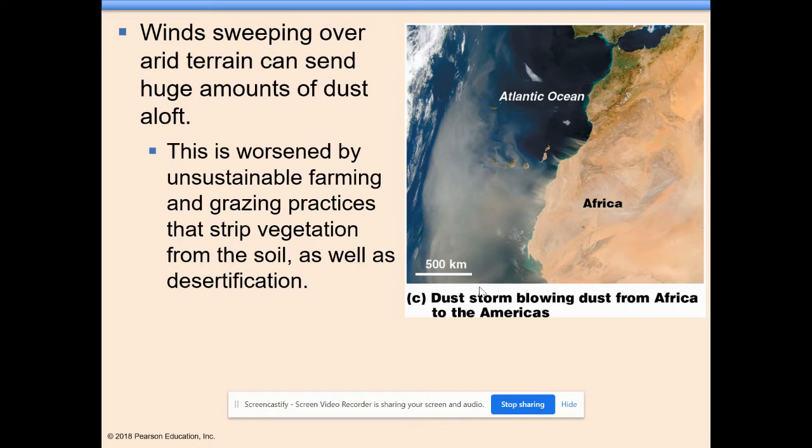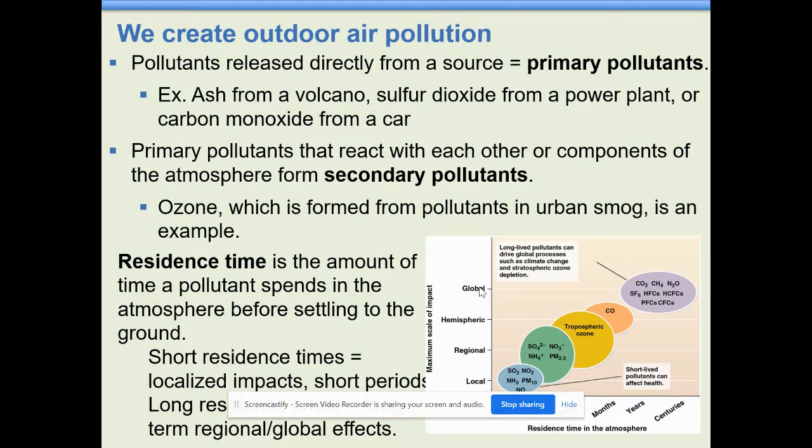Finally, wind that's sweeping over arid terrain like deserts can blow dust into the atmosphere. And this is where we get into more of the human causes, because we can also create more arid land that then blows dust into the atmosphere. How do we do that? Well, going back to sustainable agriculture, we have to be careful about our grazing practices and the way that we harvest vegetation and how we till our land. So we definitely create outdoor air pollution as well.